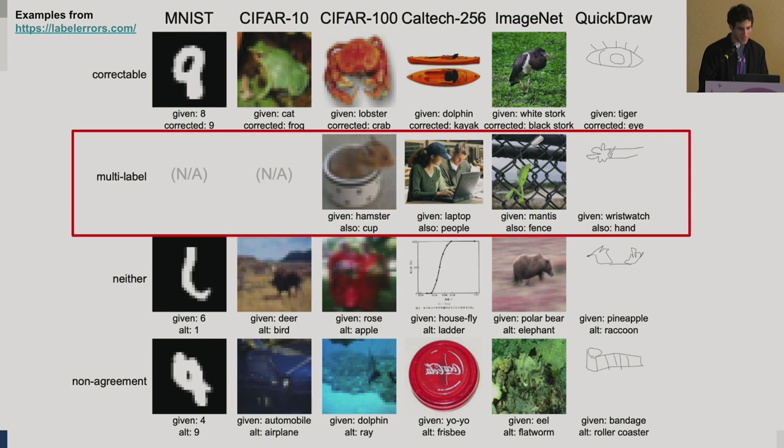Then we have a problem with framing certain problems as multi-class classification in the first place, where sometimes some of the examples belong to more than one class simultaneously. For example, this hamster also could match the cup class.